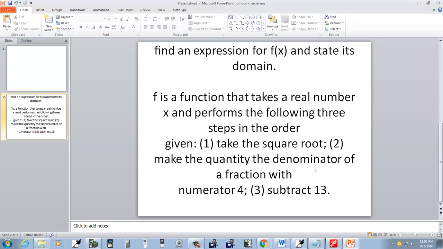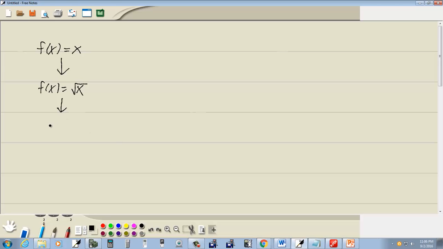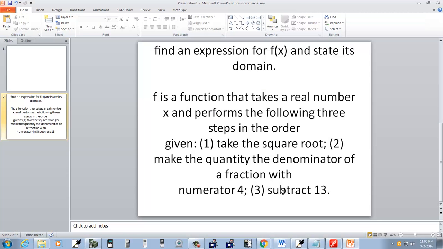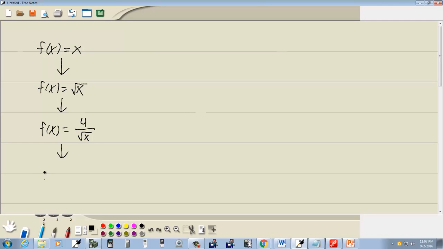Step 2, make the quantity the denominator of a fraction with numerator 4. So put 4 in our numerator, and we put the previous transformation in the denominator, and then subtract 13. So we'll take our previous transformation and we subtract 13. Now this would be our function.